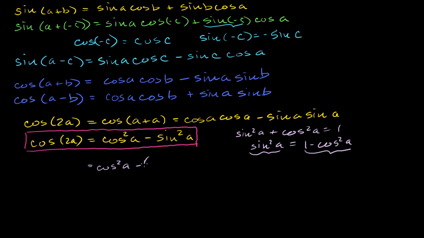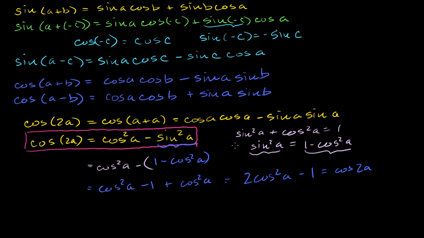So minus, I'll do it in a different color, minus 1 minus cosine squared of a. That's what I just substituted for the sine squared of a. And so this is equal to the cosine squared of a minus 1 plus the cosine squared of a, which is equal to, let's see, we're just adding, and I'll just continue on the right, where we have 1 cosine squared of a plus another cosine squared of a. So it's 2 cosine squared of a minus 1. And all of that is equal to cosine of 2a.